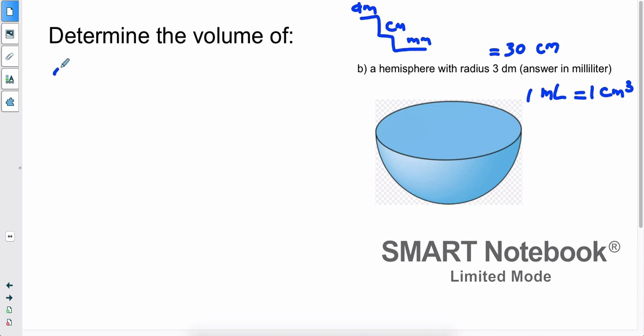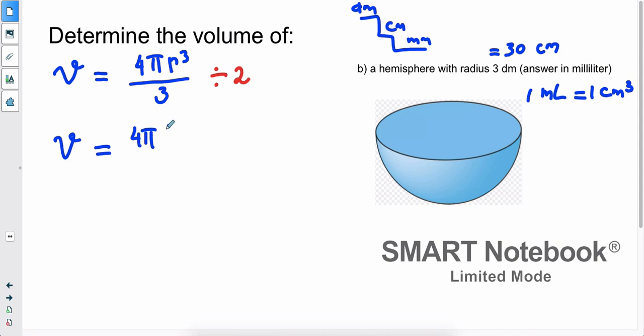Alright, so the volume of a sphere, a complete sphere, we talked about it already before, is 4 pi r cubed divided by 3. And later on, because it is just a hemisphere, it is just half of a sphere, then of course we have to divide the result by 2. So don't forget in the end. Let's do that right away. 4 pi times radius, which is 30 centimeter cube, and then divide it by 3, and don't forget in the end you will need to divide that by 2.